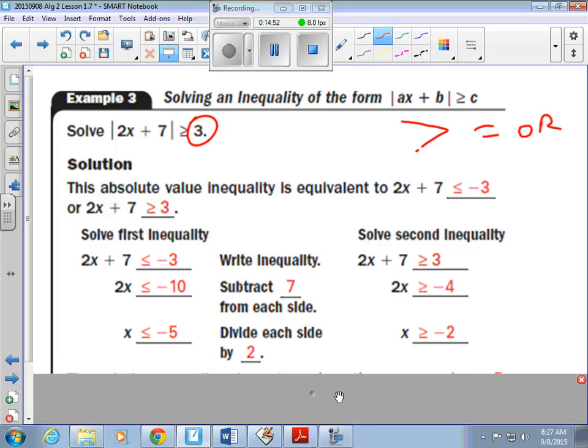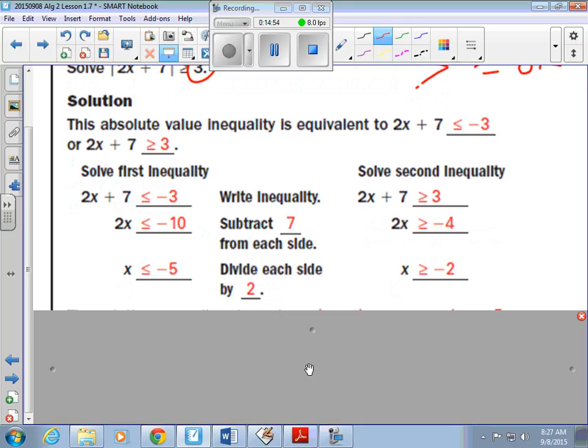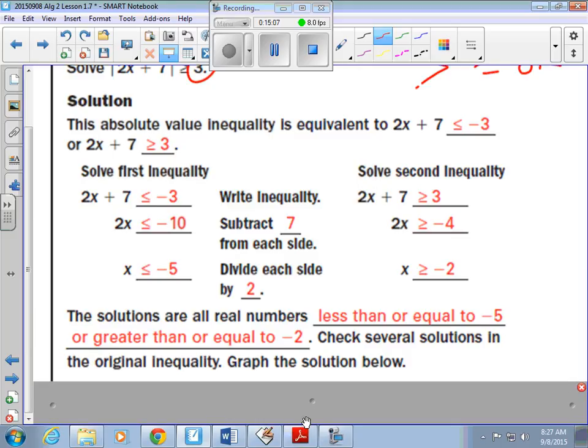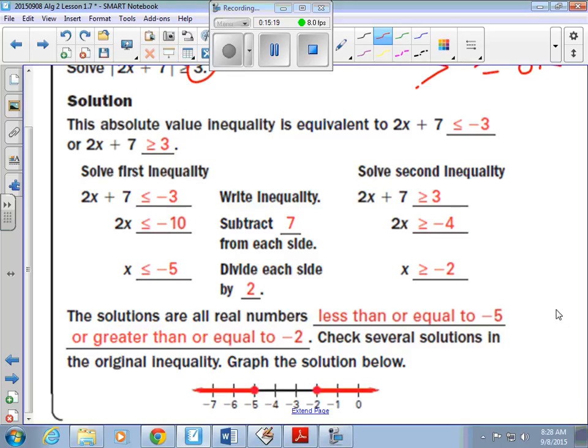Again, notice we did not reverse the symbol here. Even though it became negative 5, we divided by positive 2. Even though it became negative 2 on the right, we divided by positive 2. No reason to reverse the symbol. And then this is just the description of what happened right here. The solutions are all real numbers less than or equal to negative 5 or greater than or equal to negative 2. And when you graph that, it'll look just like this.